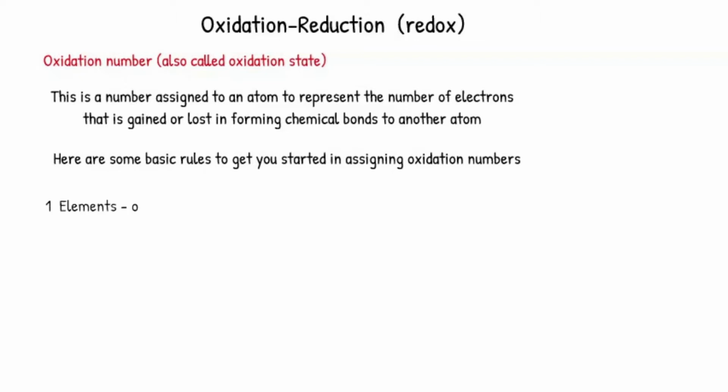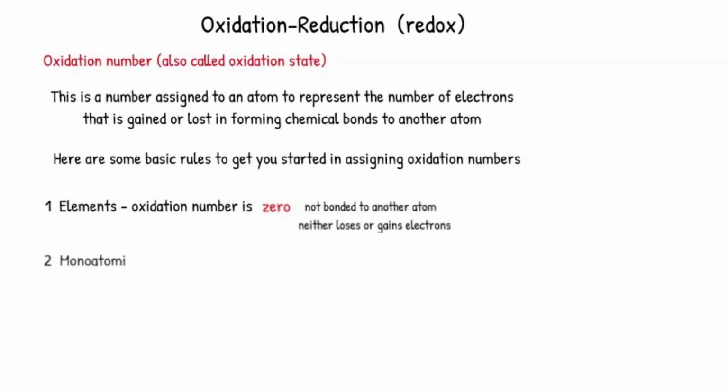Rule number 1, elements. Oxidation number 0 is not bonded to another atom and it neither loses or gains electrons. Number 2, monoatomic ions. The oxidation number is the charge of the ion. So for example, the iodide ion, I minus, is -1. Magnesium 2 plus is +2.